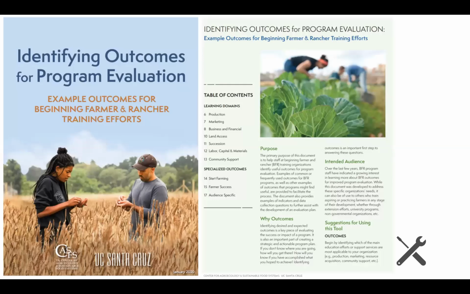So this document is our outcome list titled Identifying Outcomes for Program Evaluation. This list basically includes examples of common or frequently used outcomes for beginning farmer and rancher programs, as well as a few other ideas that we hope you'll find useful or may find useful.